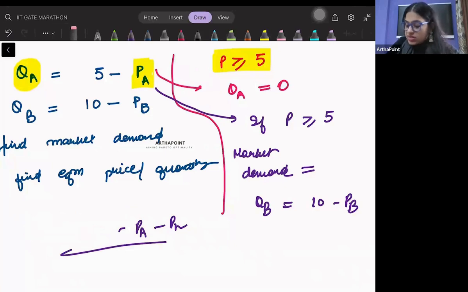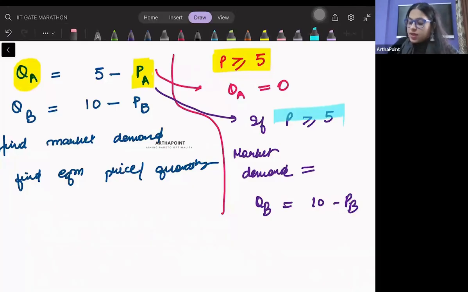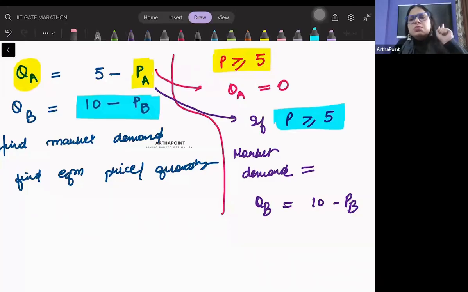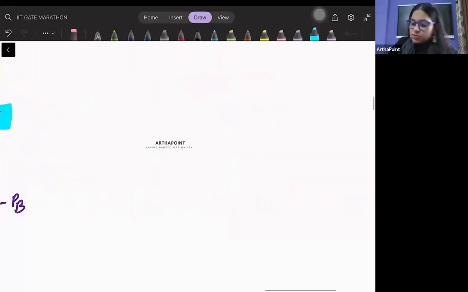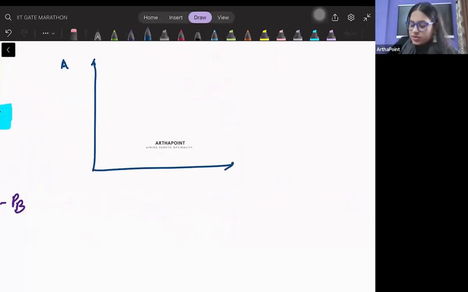We need to see what is going to happen to the demand post 5. And if the price is greater than 5, then my market demand is only going to be the demand of individual B. And this has been asked multiple times in DSC. In earlier days, ये DSC में बहुत common question होता था. So we need to remember that when I am plotting this for individual A, this is going to be 5 here and 5 here. ये हो जाएगा price, ये हो जाएगा quantity.